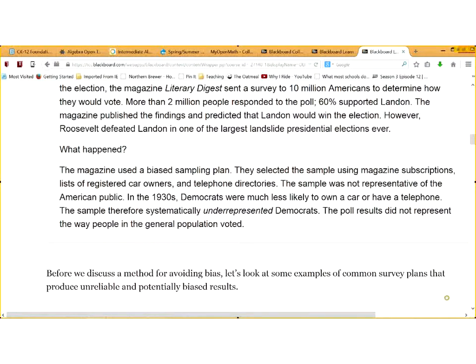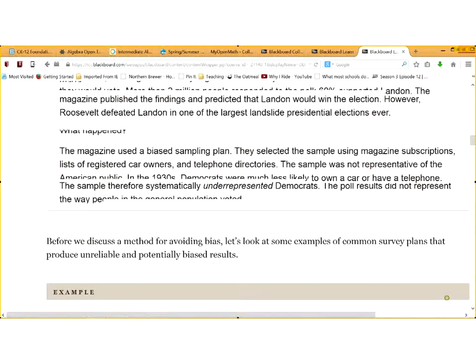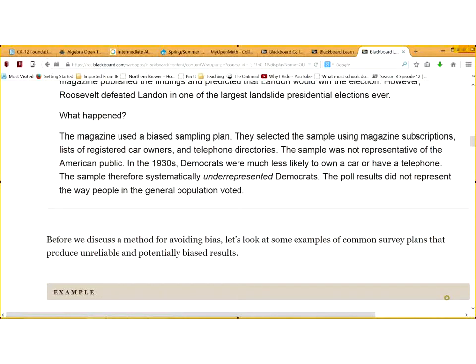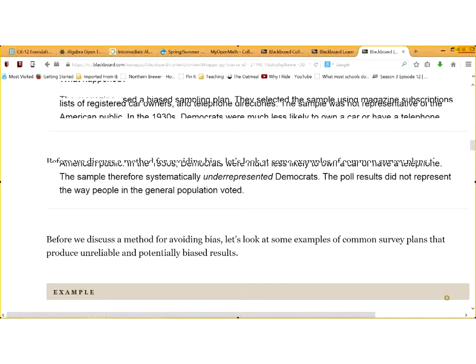And all of these things, magazine subscriptions, registered car owners, telephone directories, those are not representative of the American public, because that was during the Great Depression. And so people who were hit hardest by the Great Depression would probably not be subscribing to magazines, owning cars, or having telephones back in those days. So it turned out that they left out huge portions of the population.